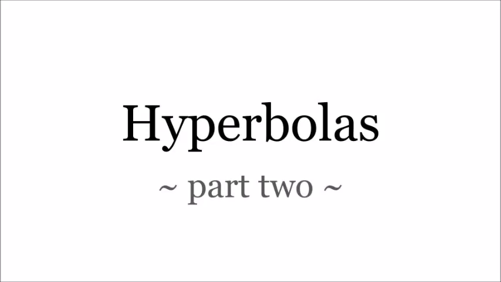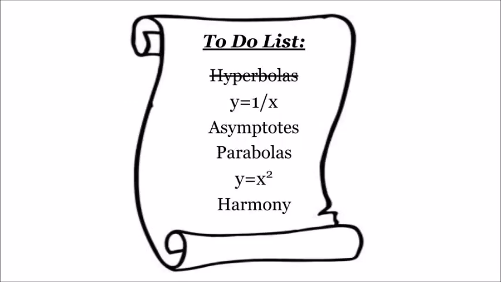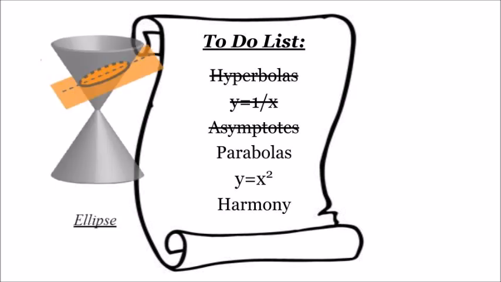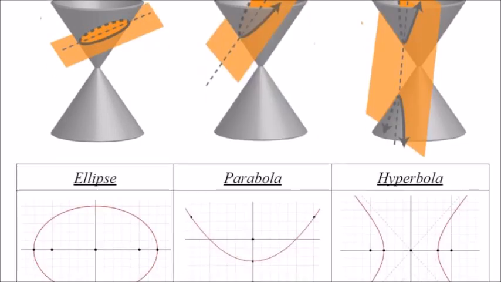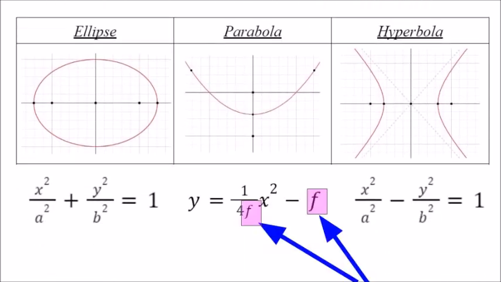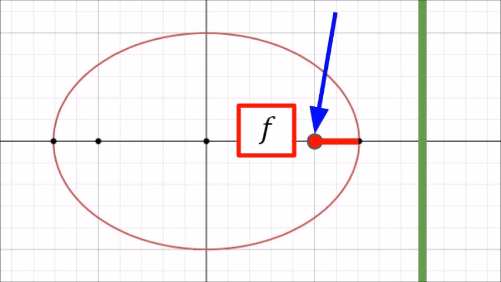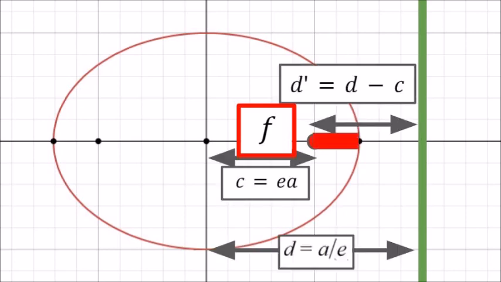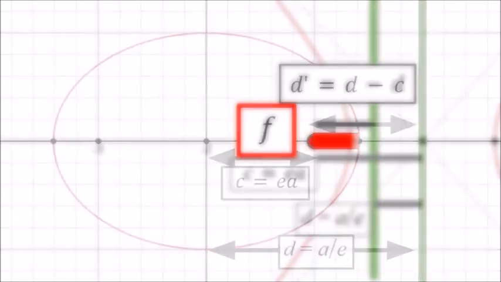Well, I think part 1 lived up to the hype with y equals 1 over x and asymptotes. Next up, parabolas like y equals x squared and, with any luck, some harmony. But we have made progress identifying f, that distance from the focus to the intercept, and its friends. We'll get back to the parabola in a minute.